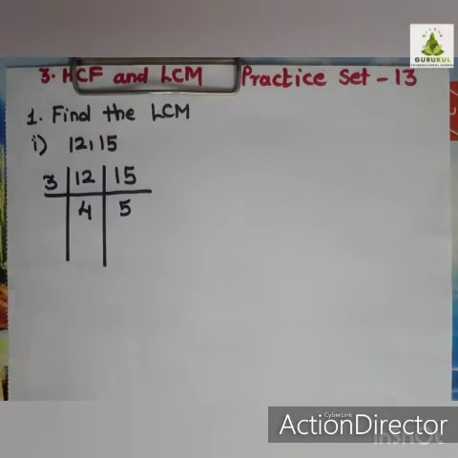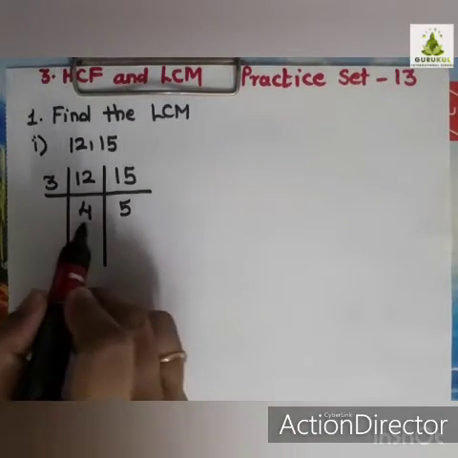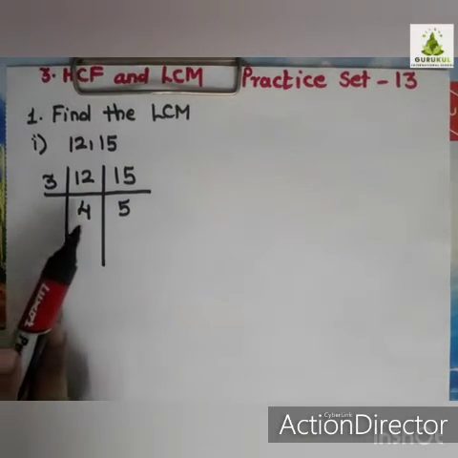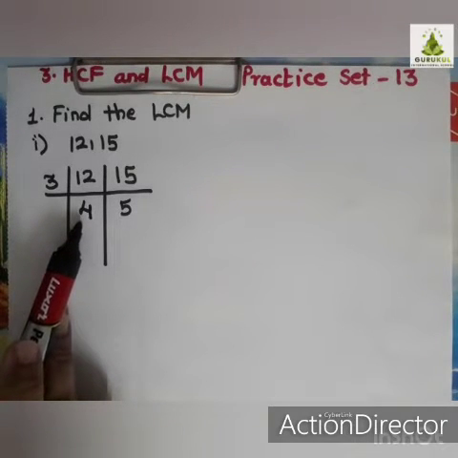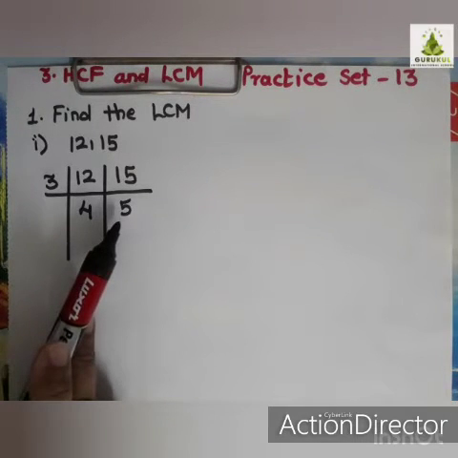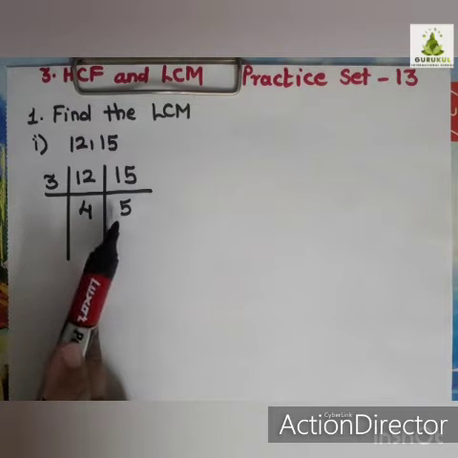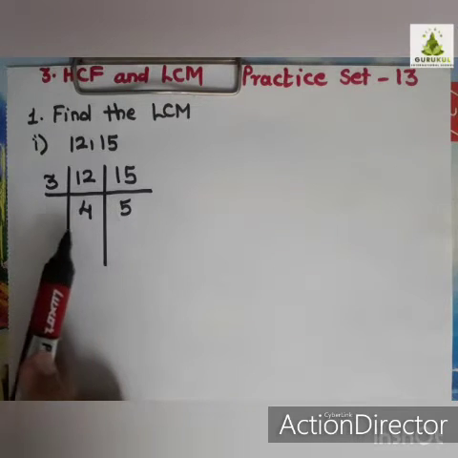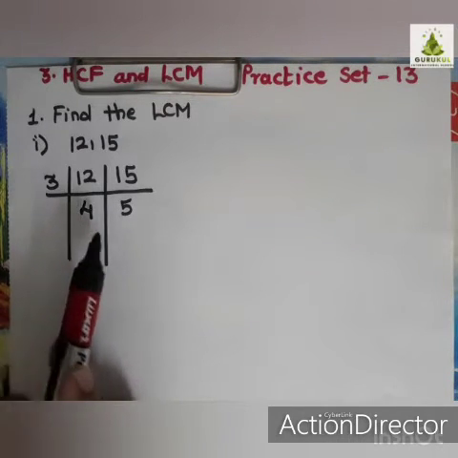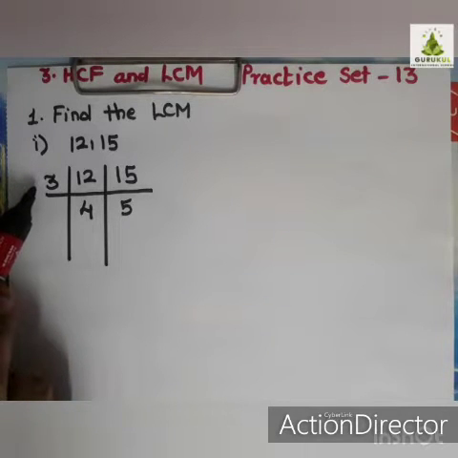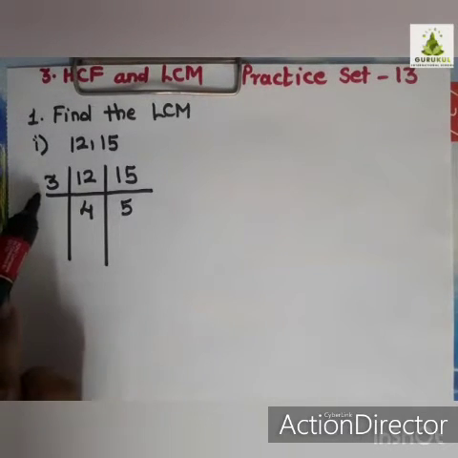Once you have found these numbers, you have to factorize them further, correct? But out of these two numbers, 4 you can divide by 2, but 5 is a prime number, meaning it doesn't have any factor other than 1 and 5. So we cannot proceed further. We have to stop here, correct? While finding HCF, what we did, HCF must be 3. So the HCF for these numbers will be 3.